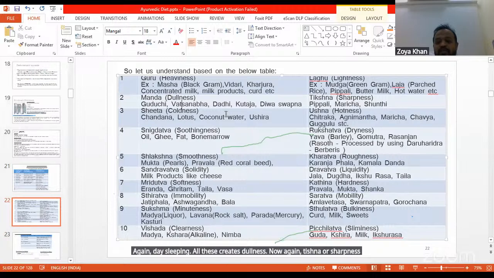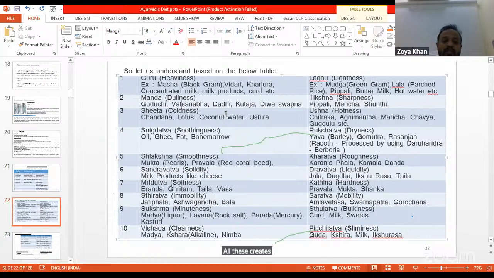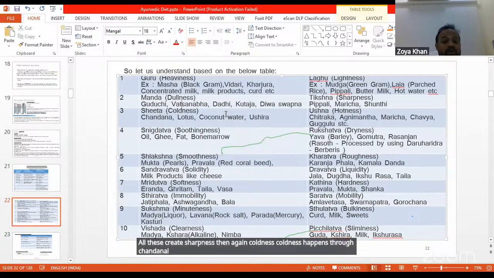Now again, Tikshna or sharpness. Tikshna or sharpness happens through Pippali, Maricha, Shunthi. All these create sharpness. Then again, coldness. Coldness happens through Chandana, lotus, coconut water, Ushira, which is a herb. All these create Shita, which is coldness in our body.